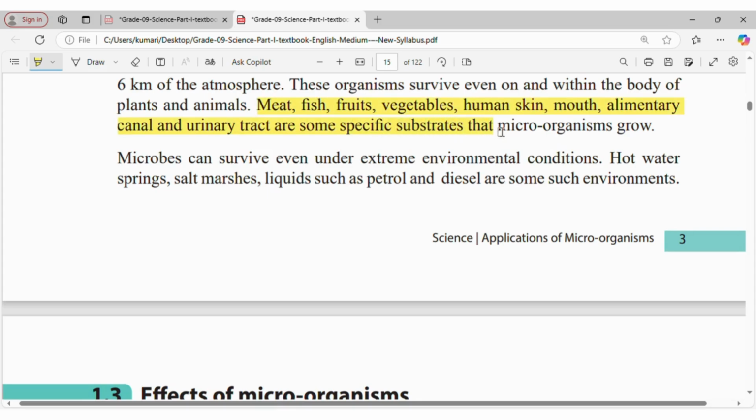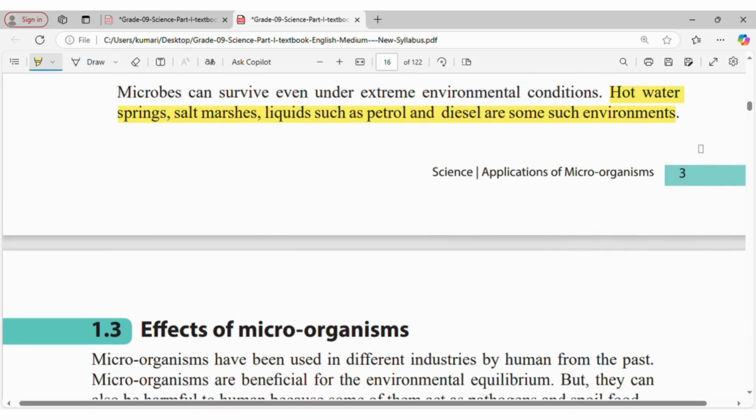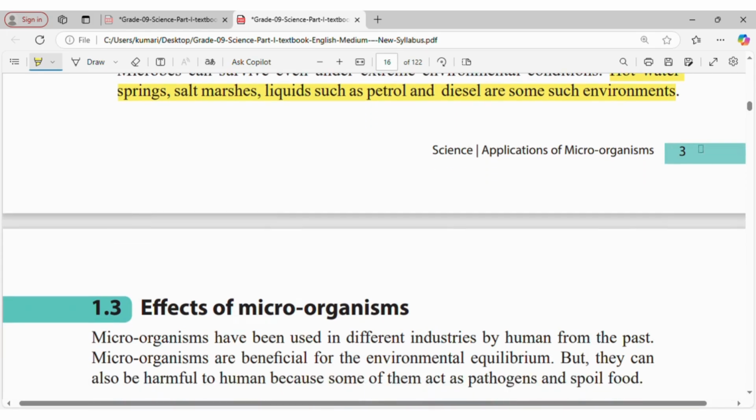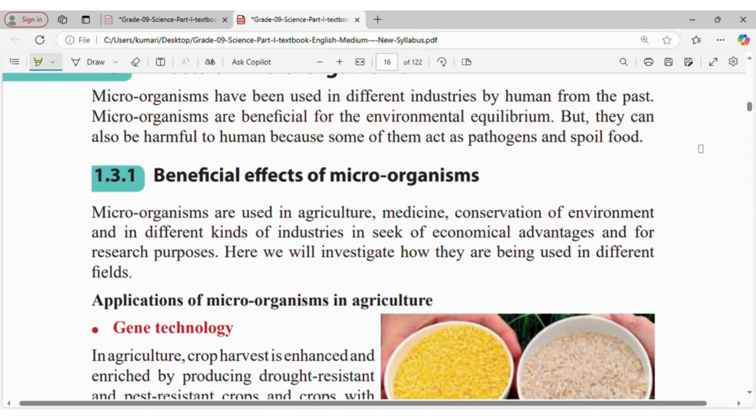Meat, fish, fruits, vegetables, human skin, mouth, alimentary canal, and urinary tract are some specific substrates where microorganisms grow. Microorganisms can survive even under extreme environmental conditions, such as hot water springs. So this thing here, just don't study. I don't say that you don't have to study. If you like, you can study, but just keep it in mind. Just don't work hard on it.